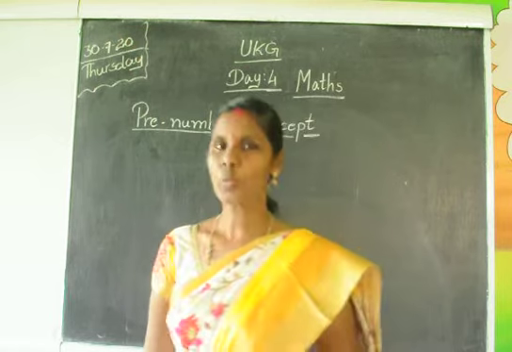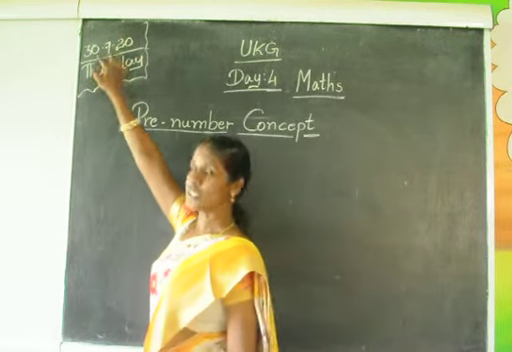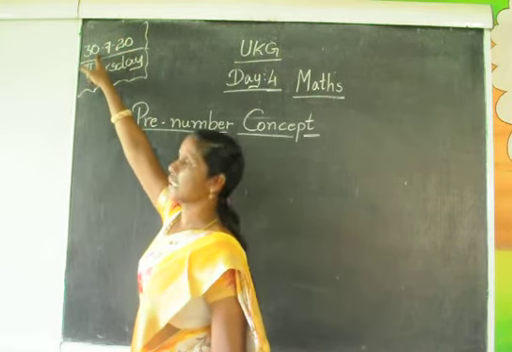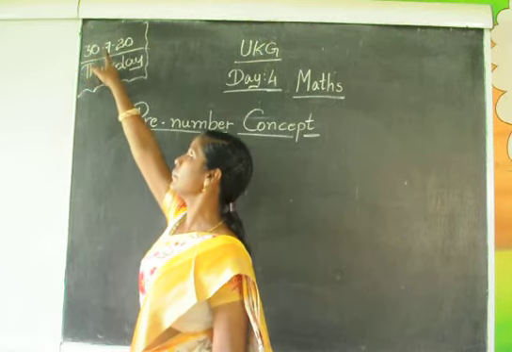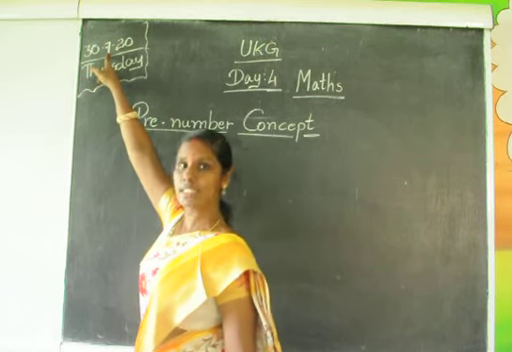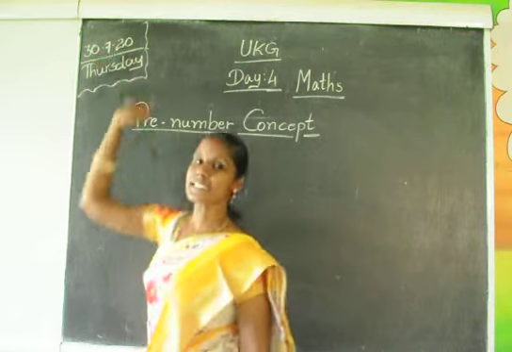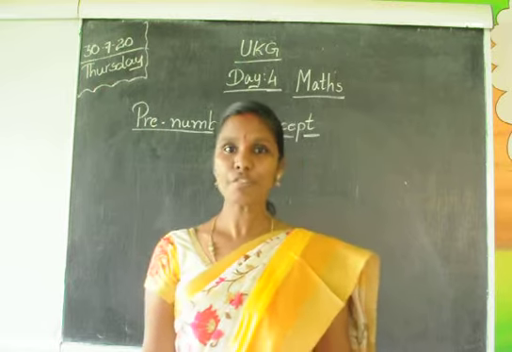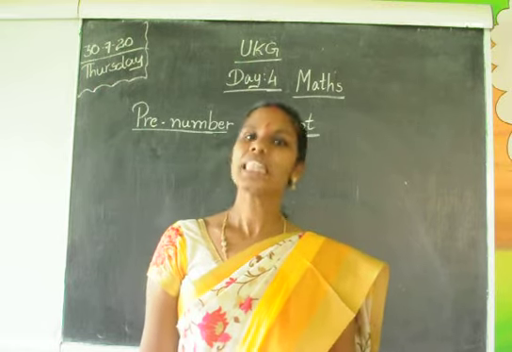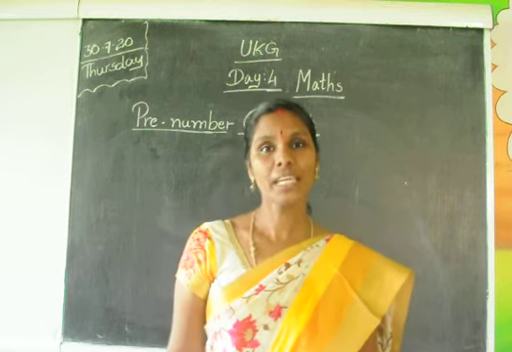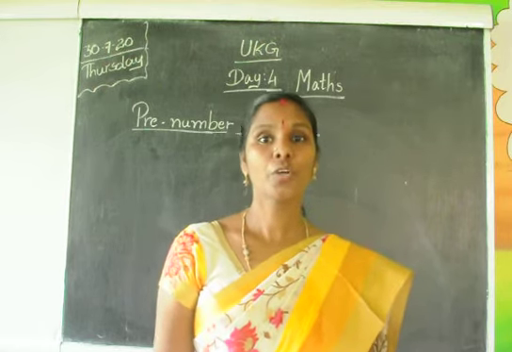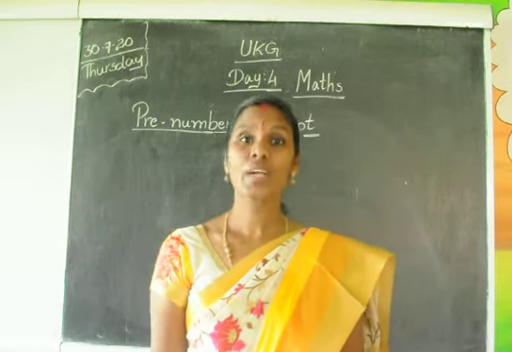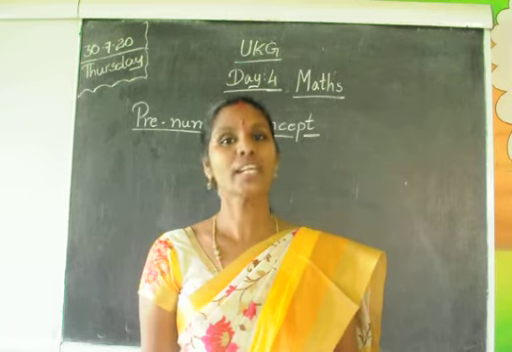What is today's date? The date is 30. The 7th month is July. So today's date is 30th July. If today is 30, what will be tomorrow? Tomorrow's date will be 31st July. Yesterday was 29th.